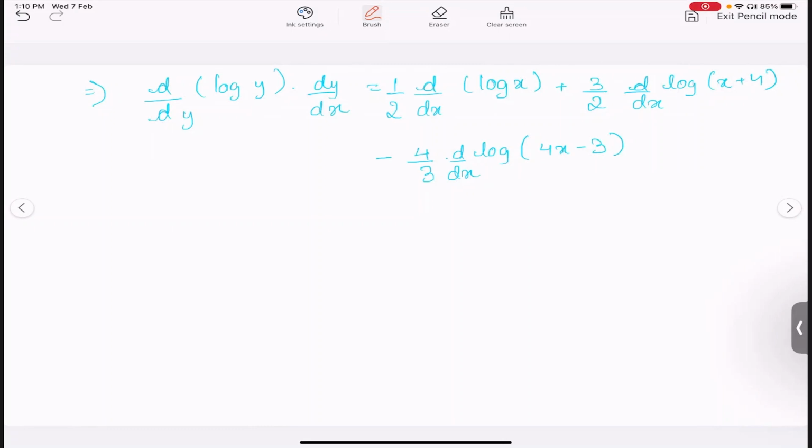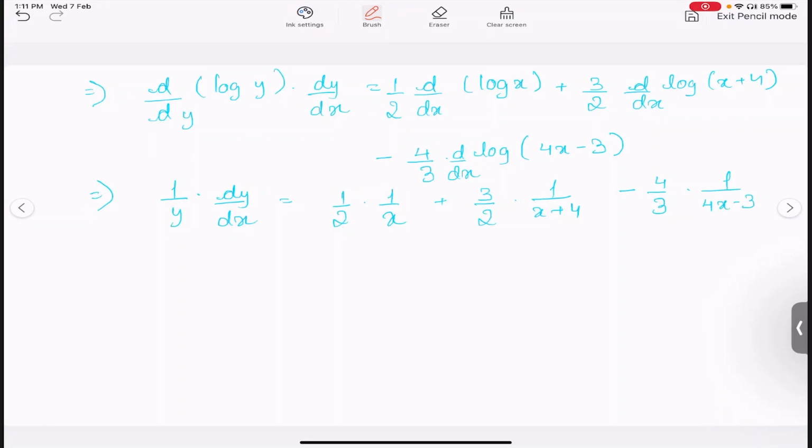Now we already know the derivative of log of something will be equal to the inverse of that variable. So this will be 1 by y times dy by dx will be equal to half of, this will become 1 by x, and the next term will be 1 by x plus 4, and log of this thing will become 1 by 4x minus 3.